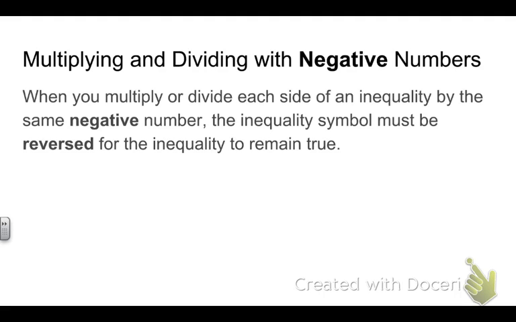Now here's where things get a little bit tricky, when you've got negative numbers. So when you multiply or divide the sides of an inequality by a negative number, the inequality symbol must be reversed. It must switch for the inequality to remain true. We're going to look at why that is in class, but the best explanation I can give you right now is to remember that the negative sign means the opposite. So you have to do the opposite sign. That's the best I can give you right now. We need to do some examples in class so we can test it out and you guys can see it.